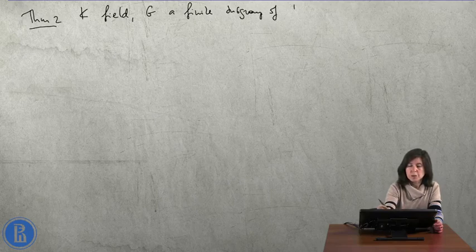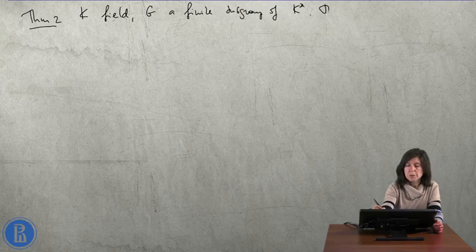Our next goal is a theorem you probably already know: the theorem saying that the multiplicative group of a finite field is cyclic. To make it instructive, I will prove it in a slightly more general version. So let K be a field and G a finite subgroup of the multiplicative group of K. Then G is cyclic.